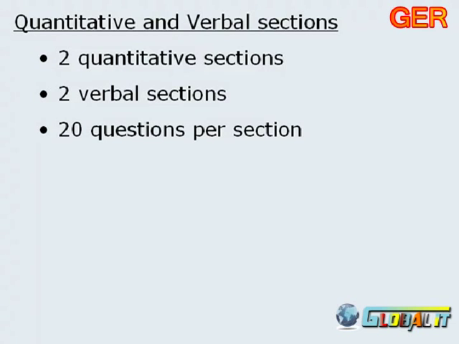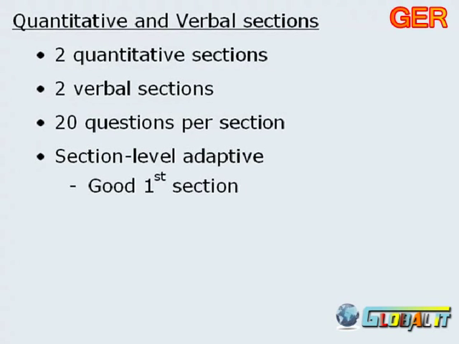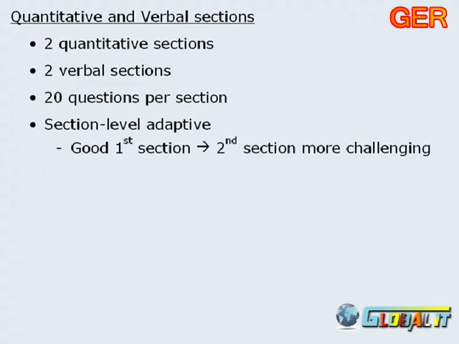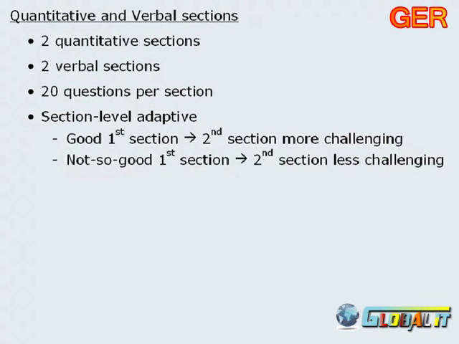Now, the quantitative and verbal sections are both section-level adaptive. So, for example, if you perform well on the first verbal section, the second verbal section will feature questions at a higher level of difficulty. Conversely, if you struggle with the first verbal section, then the second verbal section will feature questions at a lower level of difficulty. The same applies to the 2 quantitative sections.